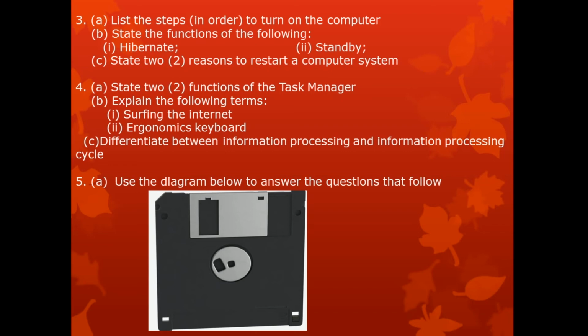So the difference between the two is that hibernate saves on the hard disk, while standby saves on the RAM, which is the main memory, the random access memory. The computer will save the data on the RAM for you, then put the computer in a power saving mode. But hibernate saves the data on the hard disk, then puts the computer in power saving mode. So that's the simple difference that I can give you. Don't forget that.